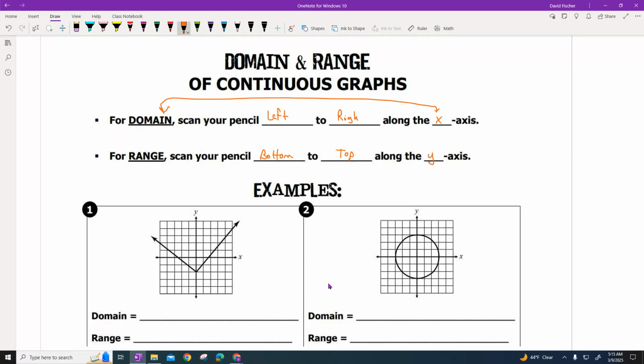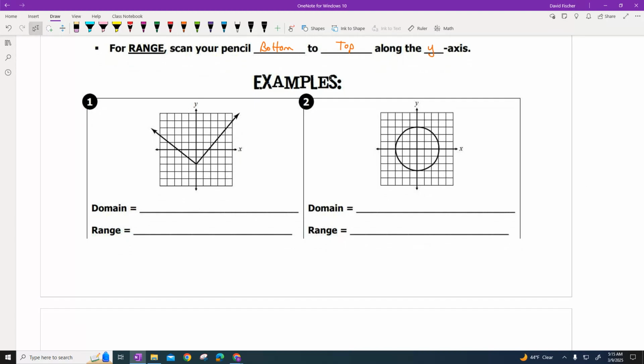So this is where continuous and discrete graphs are very, very important. Remember, a discrete graph is individual dots. And then continuous is a line. So this is a continuous graph. This is a continuous graph. And when we have a continuous graph, if we have some that have a stopping point, then we have an inequality sign.